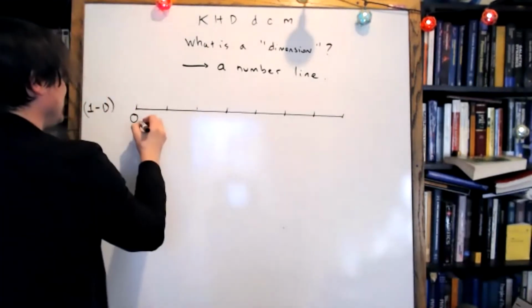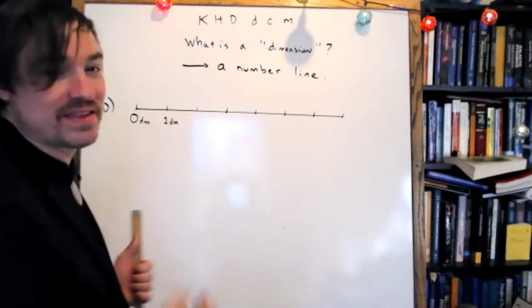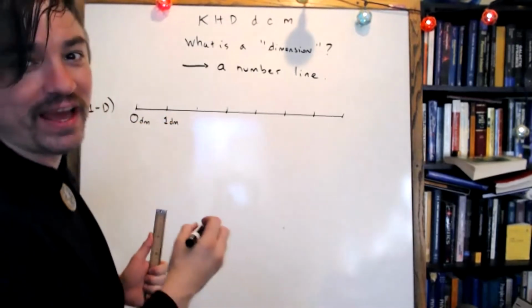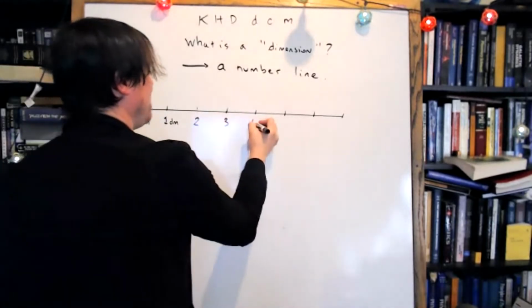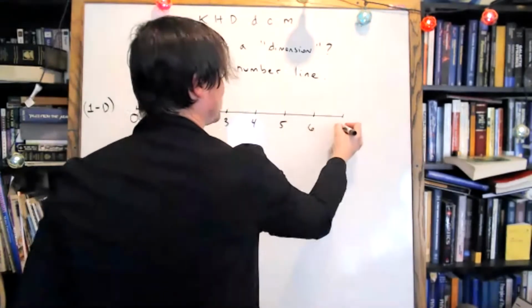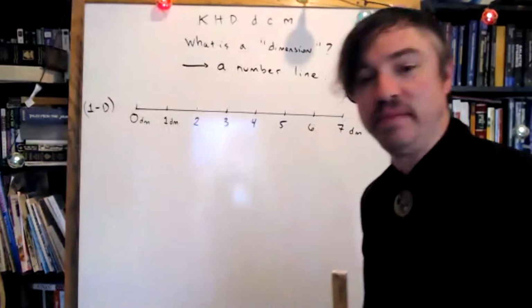Okay, so 0 DMs, 1 sliding into your DMs on a Tuesday afternoon, okay? So 1 DM, yes, all right. 2 DM, 3 DM, 4 DM, 5 DM, 6, 7 DMs. I'm working in the strange and unusual unit of decimeters.